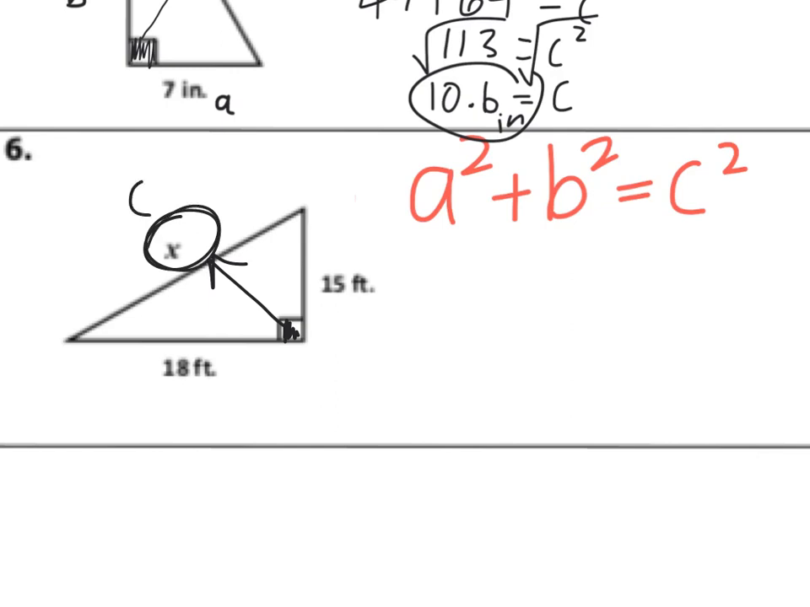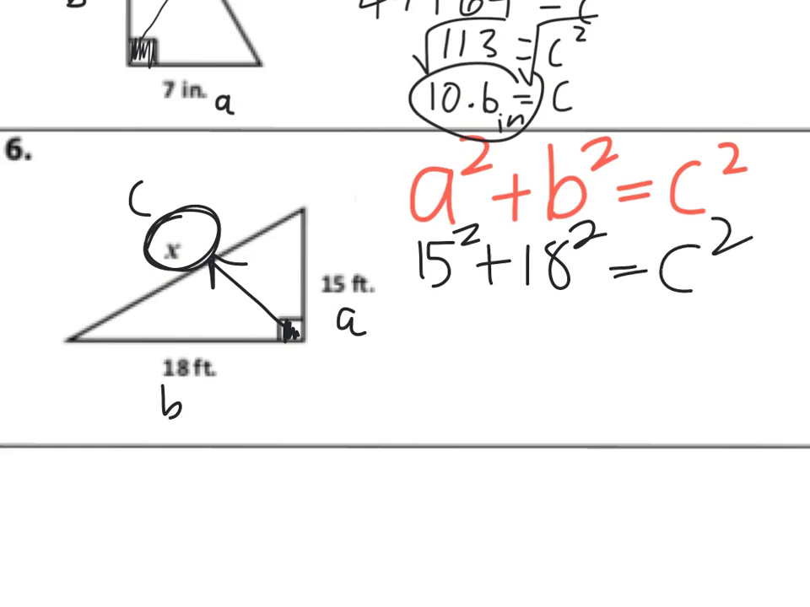Again, I'm missing C. So I'll make this A and I'll make this B. 15 squared plus 18 squared equals something. 225 is 15 squared. 324. Oops. Okay, and when I add those together, I get 549.